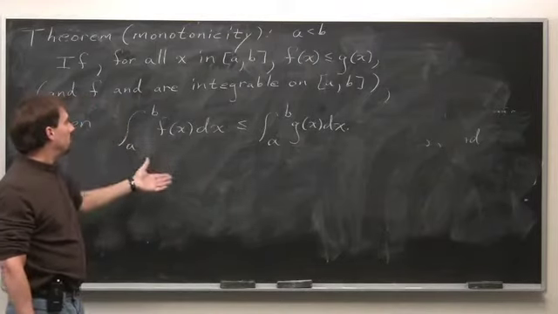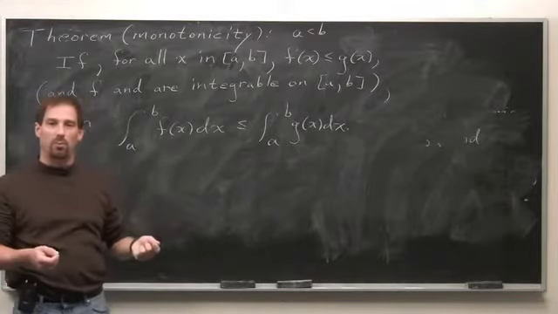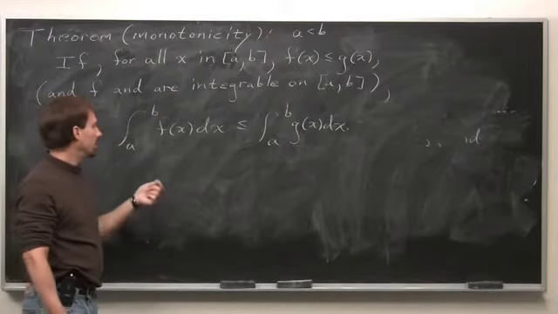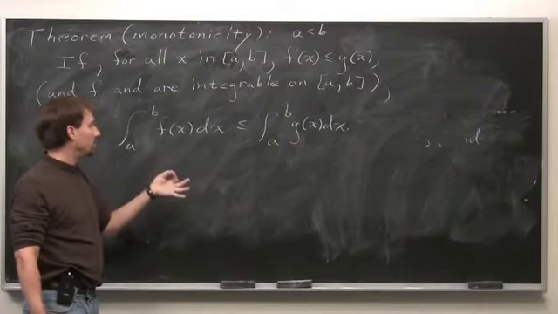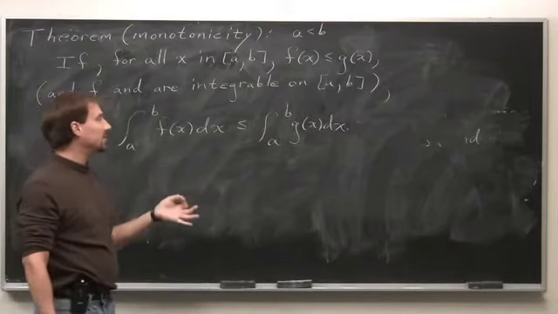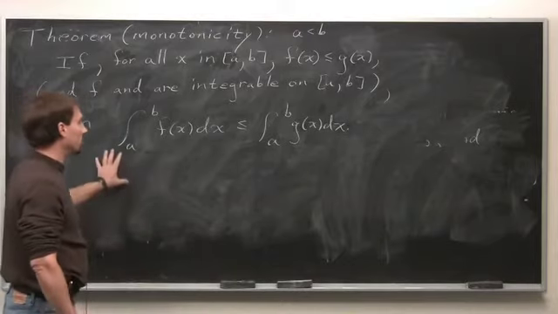Why? Well, because when you take a partition, if you evaluate f and g at the same sample points, each f evaluated at a sample point will always be less than or equal to g evaluated at the sample point. And the delta xi's are always positive. So, of course you'll get this.